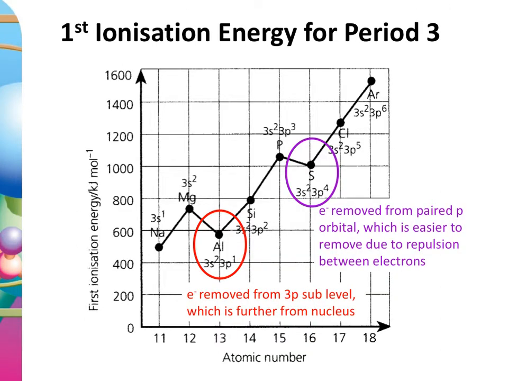So this just summarizes that. We get the dip from group 2 to group 3 because the electron removed is now from a 3p sublevel, which is further from the nucleus. And we get a dip from group 5 to group 6 because the electron being removed is from a paired p orbital, which is easier to remove due to the repulsion between the electrons.